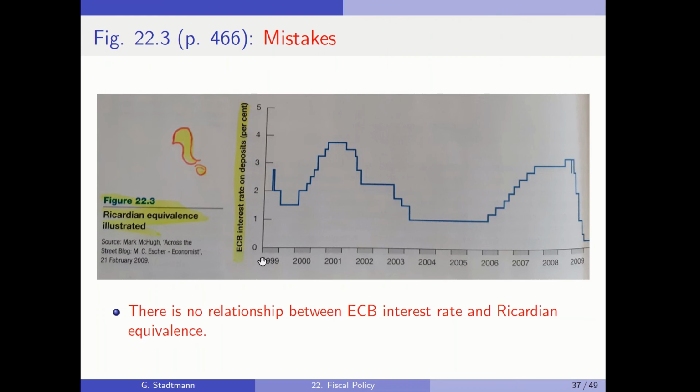In the textbook, you get one figure, figure 22.3. It talks about the Ricardian equivalence, but then you get the ECB interest rate on deposits. I think that these two pieces are completely unrelated. Like the ECB interest rate on deposits has nothing to do with the Ricardian equivalence. So this is another mistake in the textbook.